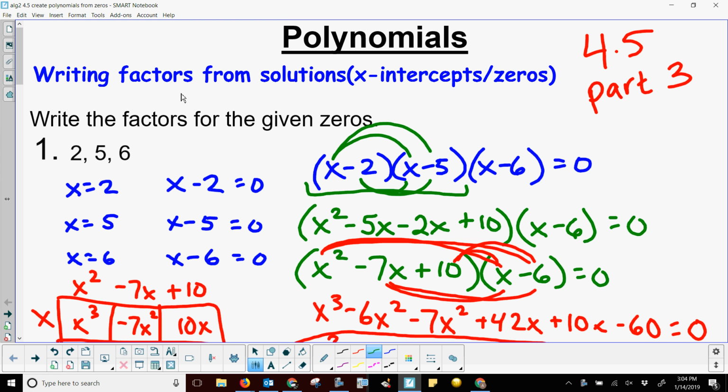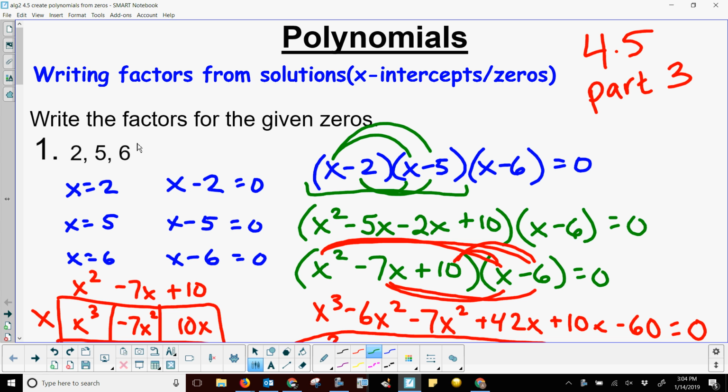Basically, we're going backwards here. We're writing factors from solutions. So if you think about it, we did all this work in the previous videos to get down to x equals this, and x equals this. Well, we are legitimately going backwards.